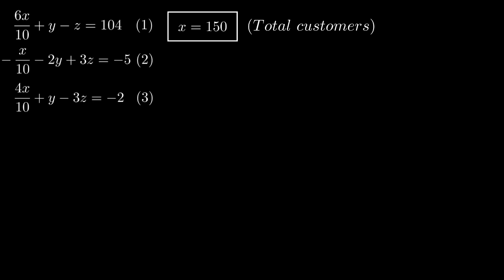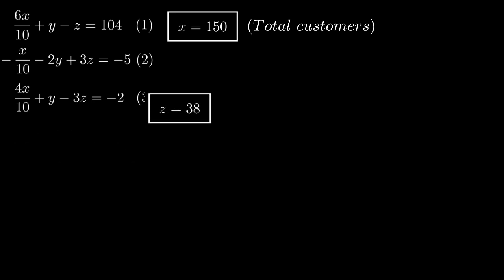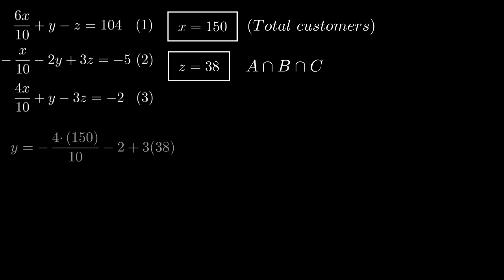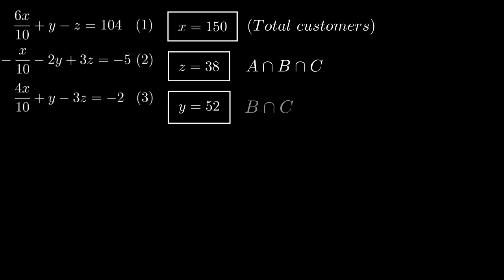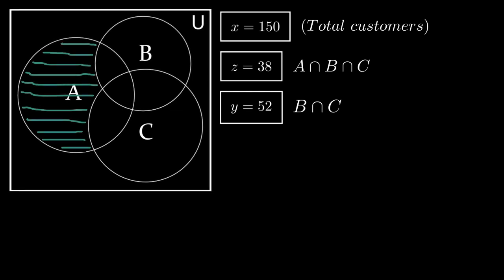1 down, 2 to go. So we plug this in our second result, and we end up with z equals 38. And we plug in 38 and 150 in our y equals 52. So now that we have all this information, now we can answer the final question. How many customers only get a Freddo Espresso? Let's look once again at the Venn diagram. The customers who only get a Freddo are all these people here.